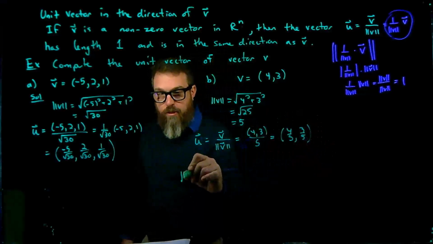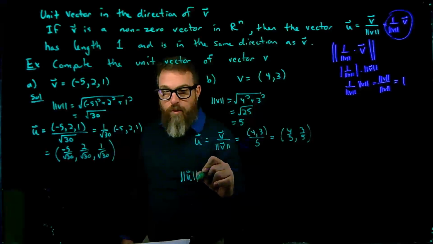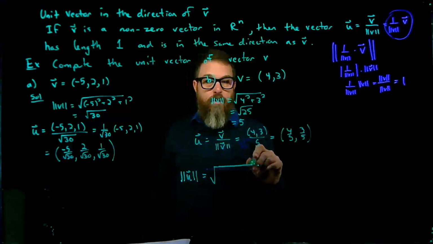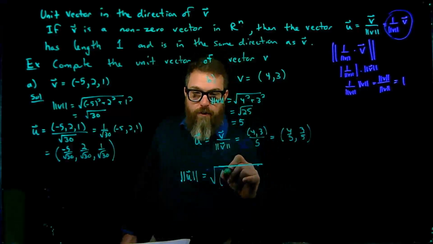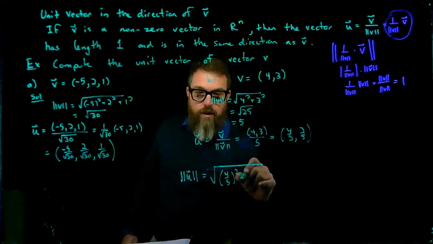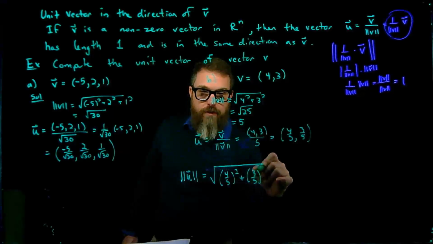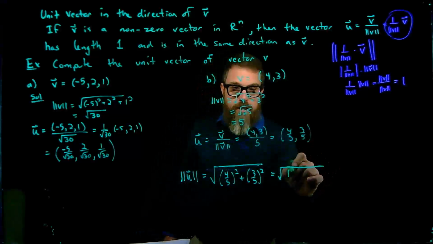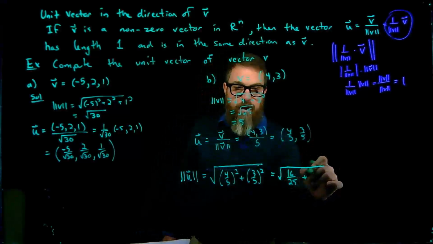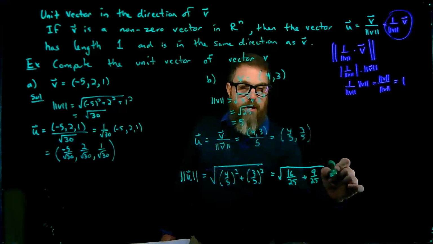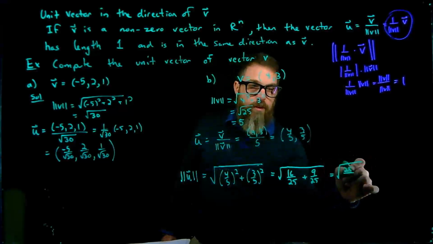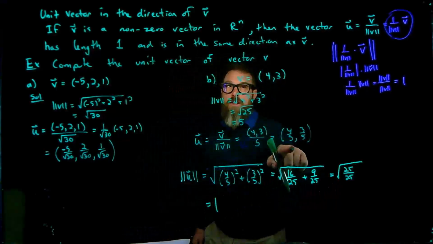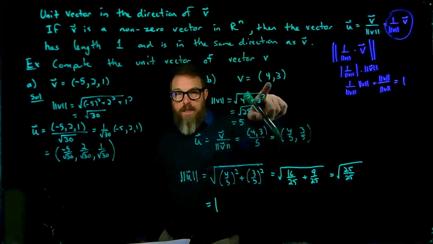And again, we could prove this. What is the magnitude of u? We'll do it with the easier one because it'll be quicker. Well, this is going to be the square root of the sum of the squares of its components. So I'm going to have 4 over 5 squared plus 3 over 5 squared. So this is going to be the square root of 16 over 25 plus 9 over 25, which would be the square root of 25 over 25, which indeed is just 1, like we said. So this is the unit vector of this in the same exact direction.